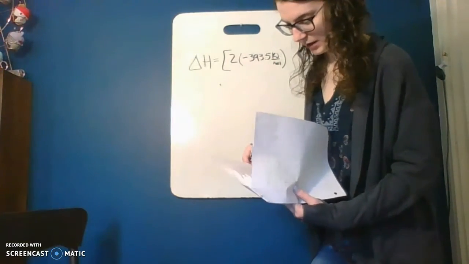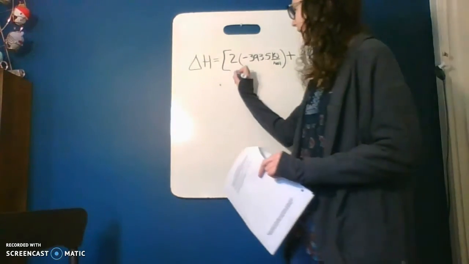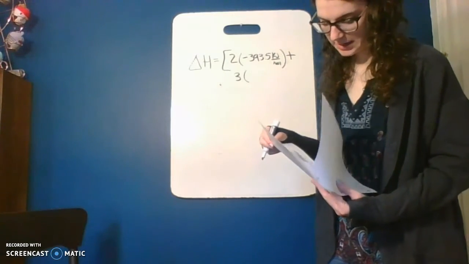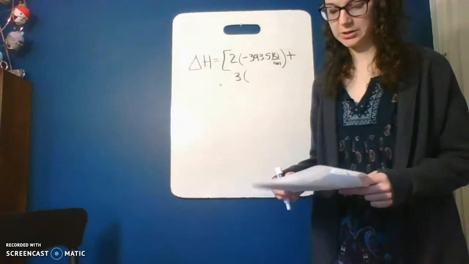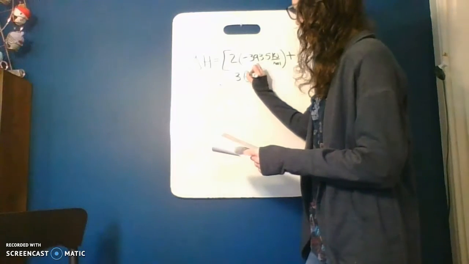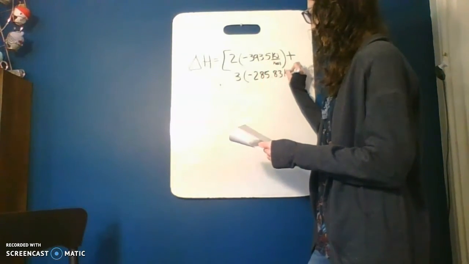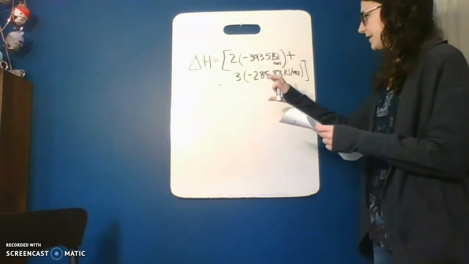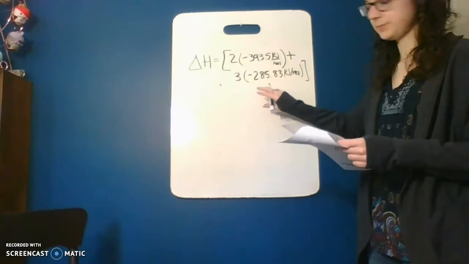I have another product, which is water, and I have 3 moles of water. So to that, I'm going to add 3 times the heat of formation of water. And I double check because it is liquid water, not water gas. So when I look in the back of the textbook, I have to make sure I'm looking at the formation of liquid water. In the back of the textbook, that value is negative 285.83. Again, that's kilojoules per mole. Okay, so that is the first part of the equation, the sum of the enthalpy of formation for my products.